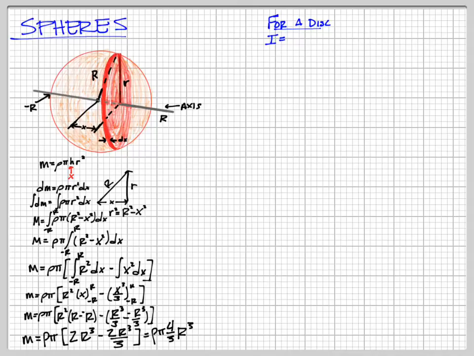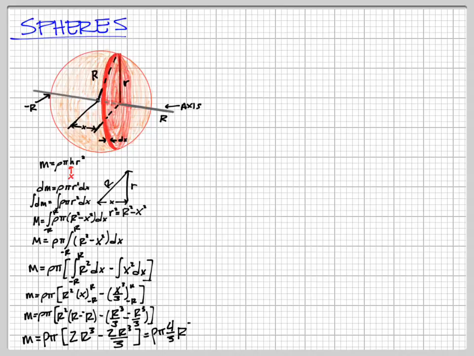So, skipped ahead a little bit. Sorry about that. We're going to clean that up. So rho pi times 2r cubed minus 2r cubed over 3. And that gives me rho times pi times 4/3 r cubed.